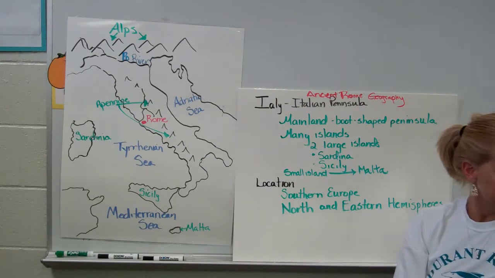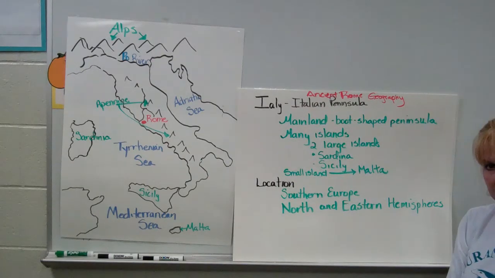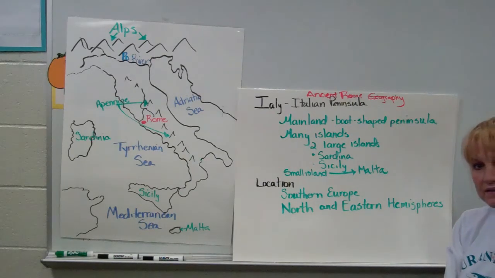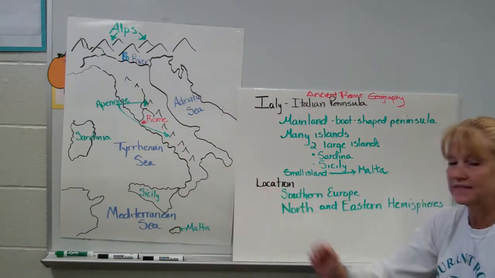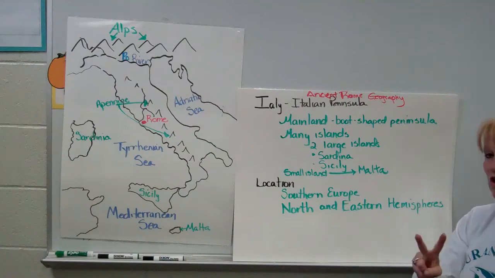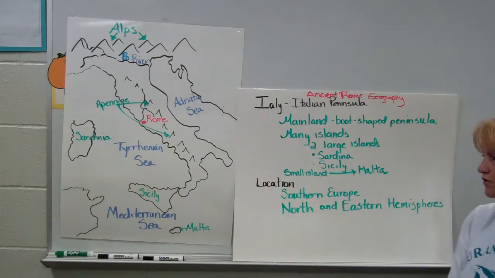So let's begin. First of all, Italy is the Italian peninsula. That's what it's called. It is a boot-shaped peninsula. Remember that a peninsula is water on three sides: Adriatic, Mediterranean, and Tyrrhenian Sea. Italy has two large islands, Sardinia and Sicily, and a small one called Malta.